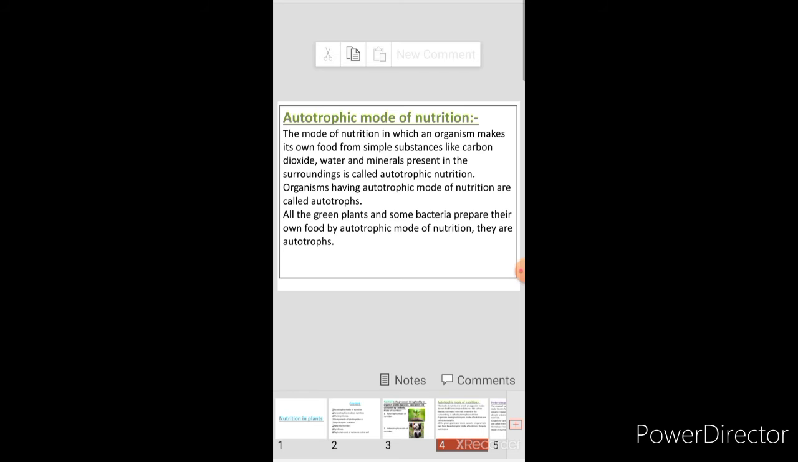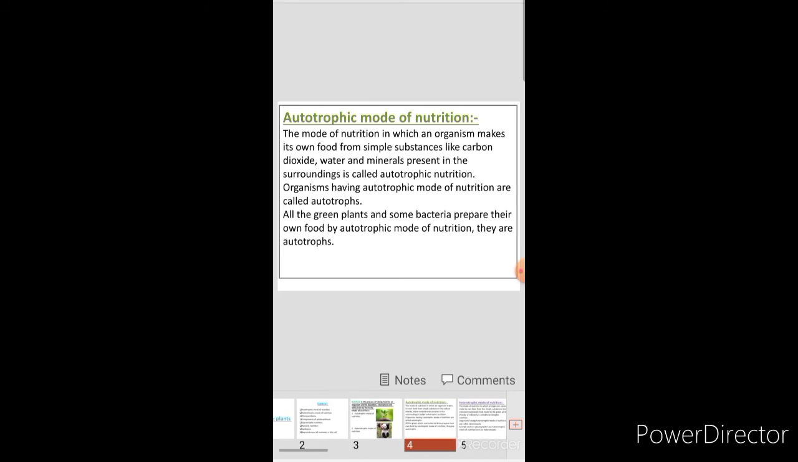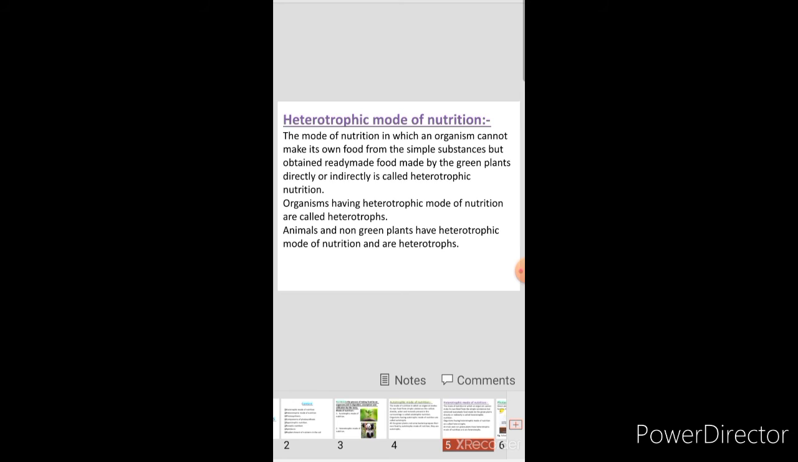Now let's know about heterotrophic mode of nutrition. The mode of nutrition in which an organism cannot make its own food from simple substances but obtains ready-made food made by the green plants directly or indirectly is called heterotrophic nutrition. An organism having heterotrophic mode of nutrition is called a heterotroph, and all the animals and the non-green plants have heterotrophic mode of nutrition and are called heterotrophs.